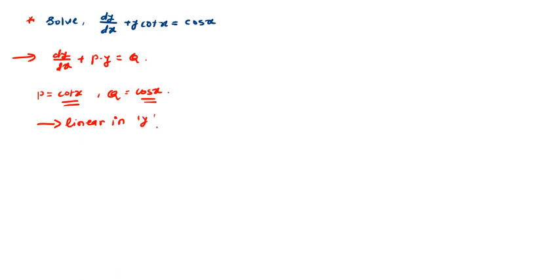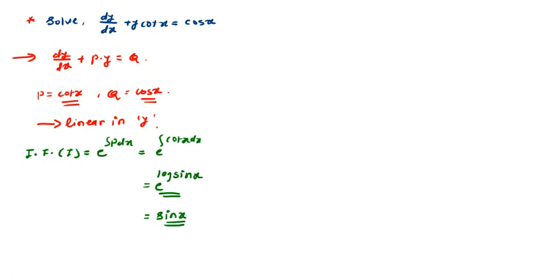Now once it is linear in y, we will find its integrating factor, suppose I, which will be e to the power integration p dx. So this will be e to the power integration of cot x dx. And this is equal to e to the power integration of cot x, which is nothing but cos x by sin x, so this will be log of sin x. Integration of cot x is log of sin x. And by the logarithmic rule, this will be equal to sin x.